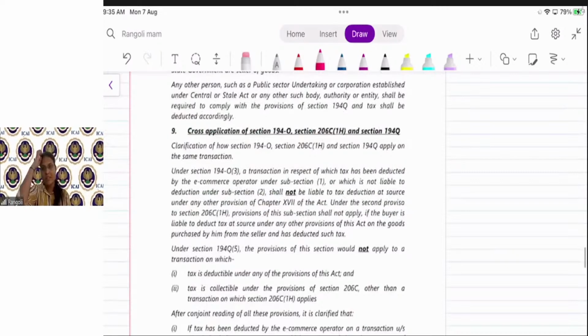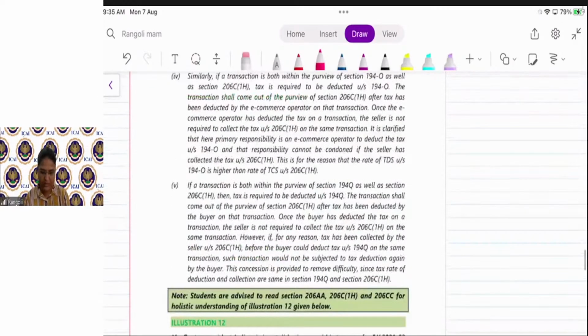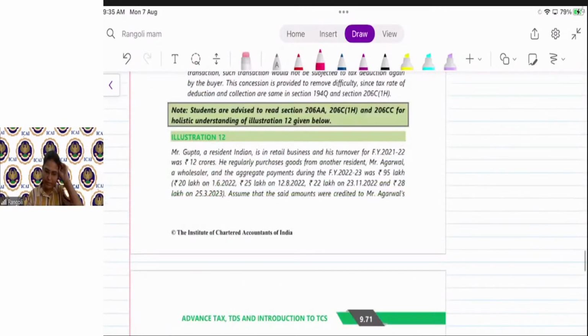Now, if you are selling goods, then the e-commerce operator will deduct TDS if the goods are sold through an e-commerce operator, right? If TDS is deducted under 194O, then TDS or TCS is not deducted under section 194Q, because we have already discussed that if TDS is required to be deducted under section 194O, then any other provision of this chapter is not applicable. Okay, so let us discuss illustration number 12 quickly, so you will get a better idea.